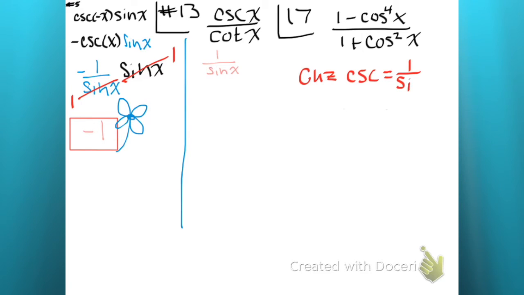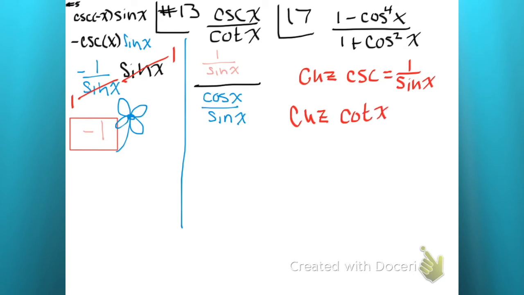Next, I'm doing that one. My cosecant is 1 over sine, so I write it like that. And my cotangent is the cosine over the sine. Why did I choose this strategy? Sometimes it's good to go to all sines and cosines. Now I see the sine.